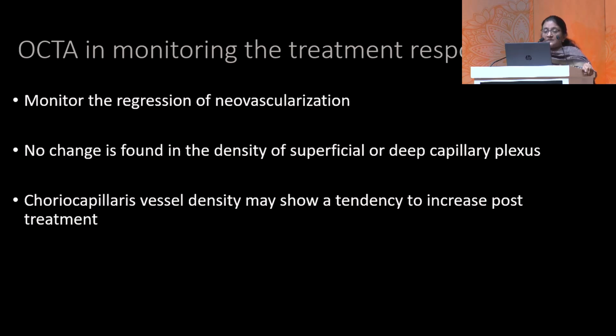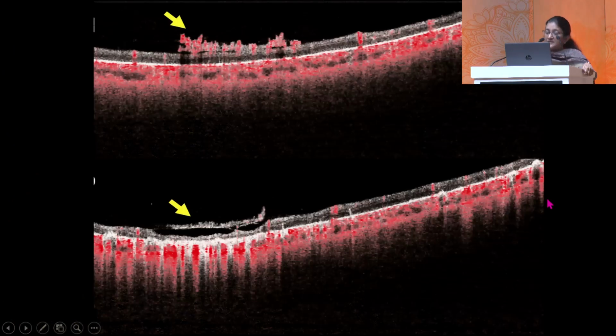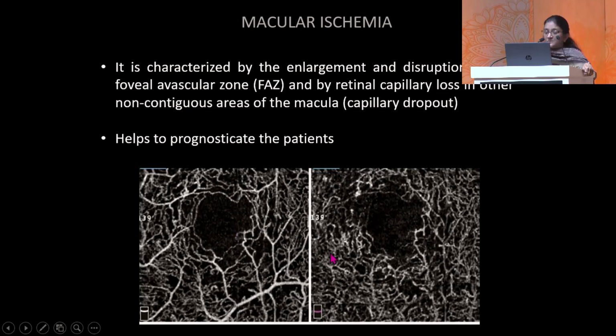So the regression of the neovascularization can again be very well monitored by doing OCTA. And here you have an OCTA picture where you have a very active frond which has regressed after laser photocoagulation. And again, the same can be appreciated on an FFA, which shows a florid leakage and then minimal leakage after the laser photocoagulation. Again, the NVE shows a flow when it is active and has beautifully regressed after laser photocoagulation.